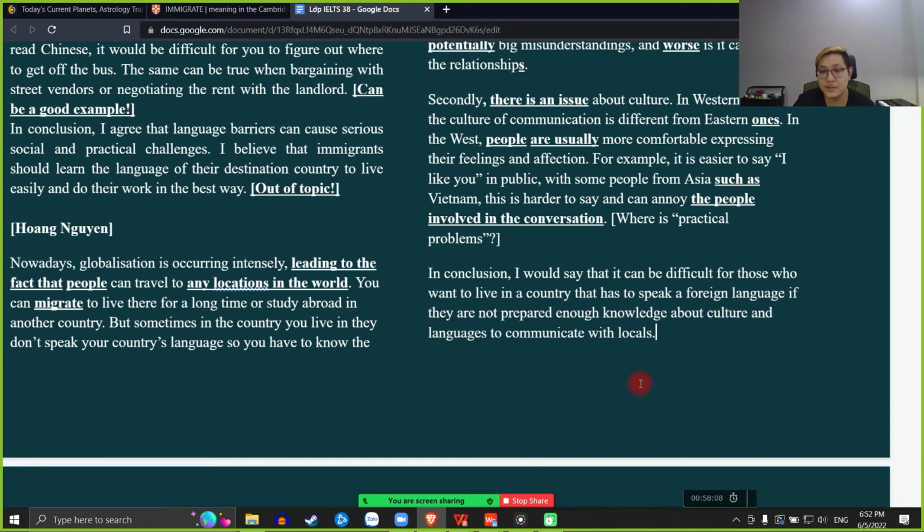Remember, your task response point is 40% of your total writing score. You have to understand the essay and write what they want you to write first, okay?